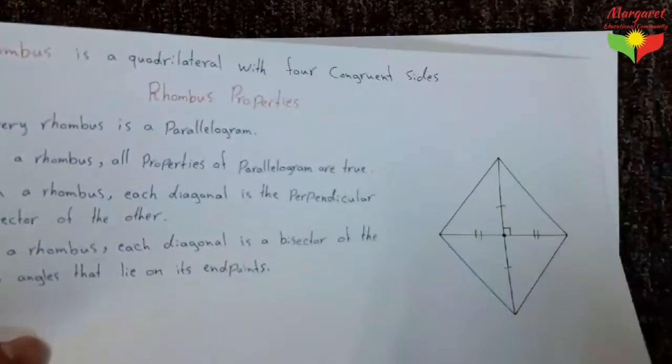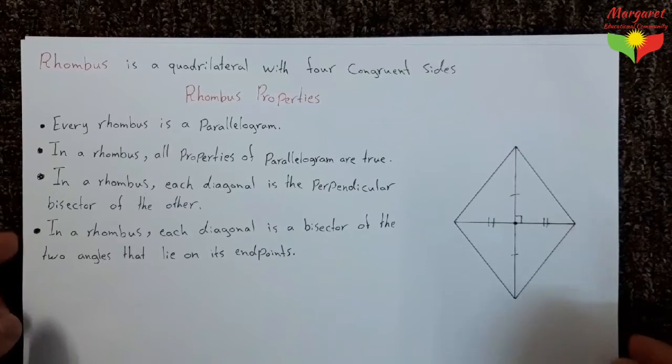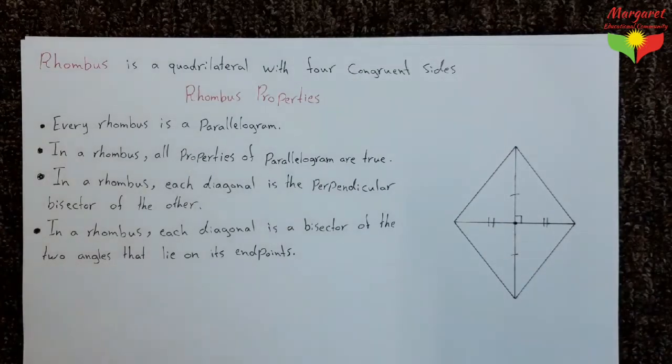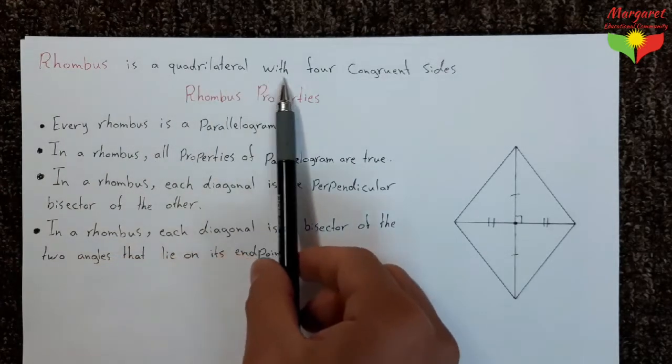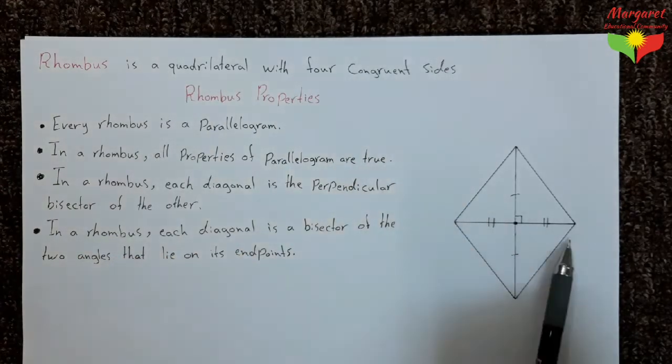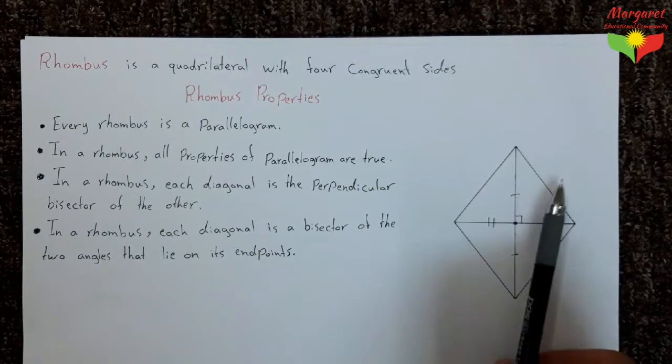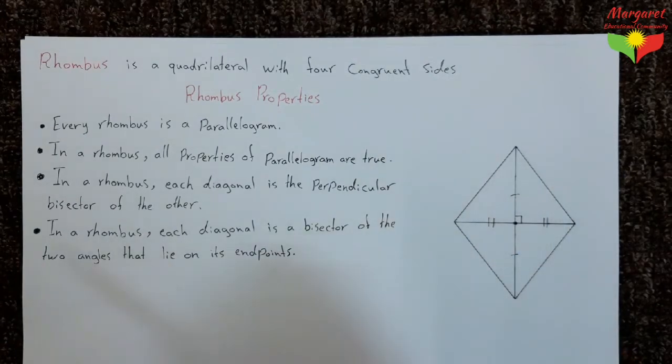Now we have rhombus. If you remember that in the previous lesson, we said that a rhombus is a quadrilateral with 4 congruent sides.